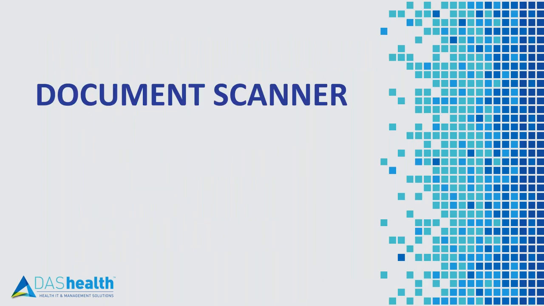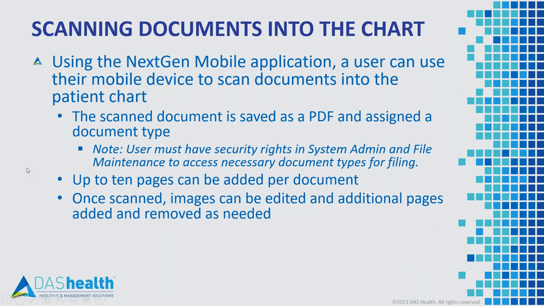So in addition to what we've already discussed, a relatively newer feature in mobile that's pretty neat is the ability to scan documents from a mobile device that will then go into the patient's chart. Using the NextGen Mobile application, a user can use their mobile device camera to take a picture and scan that item to go into the patient's chart. That scanned document is saved as a PDF, and part of that scanning process will be assigning a document type.